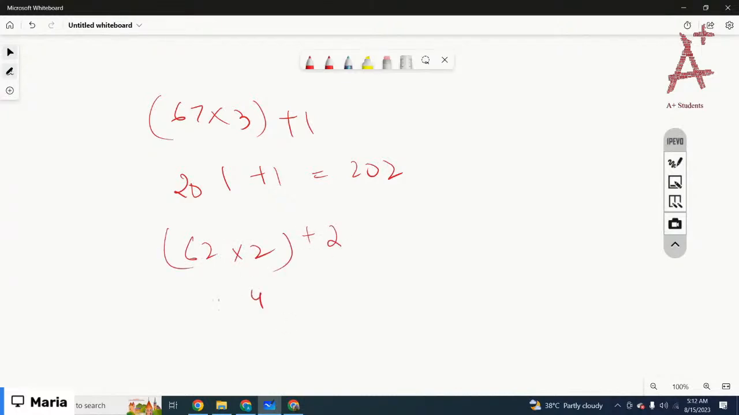2 times 2 is 4 and 2 times 6 is 12. You have to add 124 plus 2. So that means the next number in the pattern is 126, right?